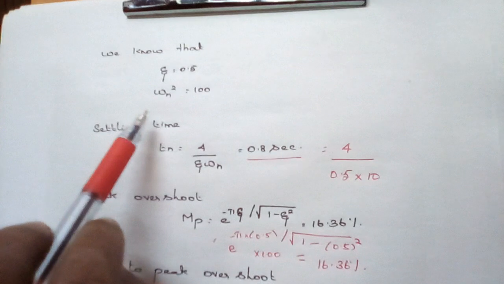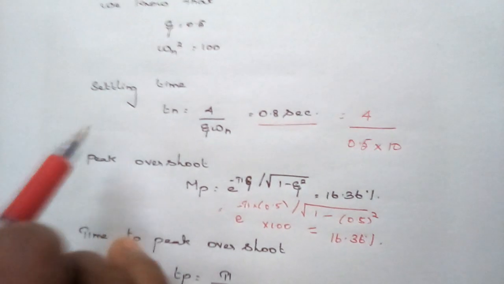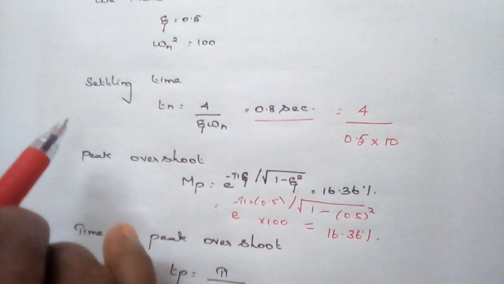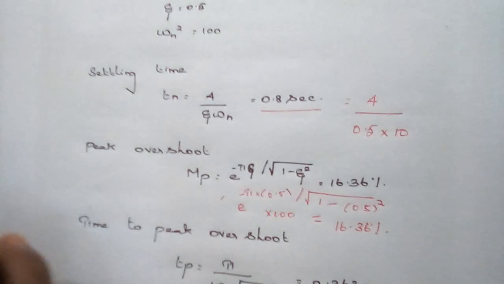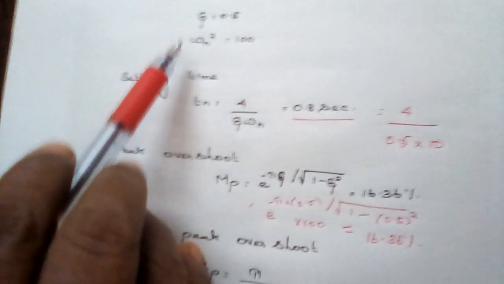So we have to determine settling time, peak overshoot, time to peak overshoot with the help of the zeta and omega n. Before that, we need to check whether the zeta and omega n are known. If not, by comparing the standard expression, obtain the zeta and omega n values.